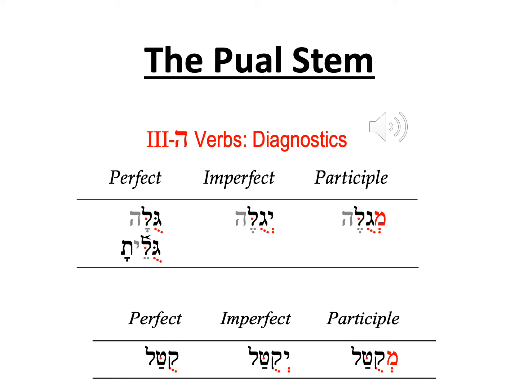The perfect 2ms looks very similar to the Piel perfect 2ms, except again, instead of a hirik under the first root letter, we have a kibbutz. We also have a tsere yod here in the Pual instead of the hirik yod in the Piel, but really at this point that doesn't really matter because the kibbutz is such a dead giveaway that this is a Pual perfect.